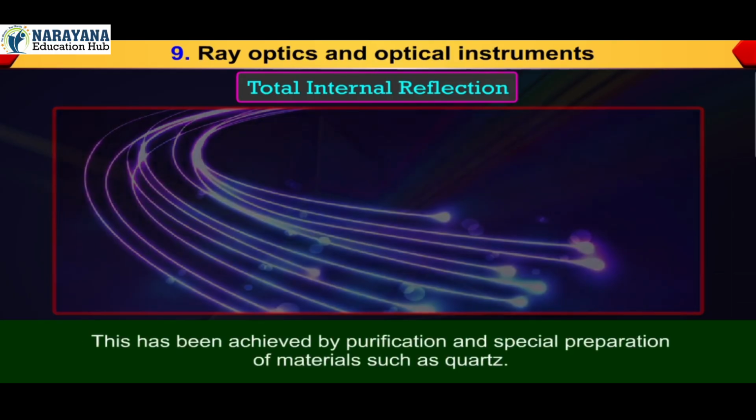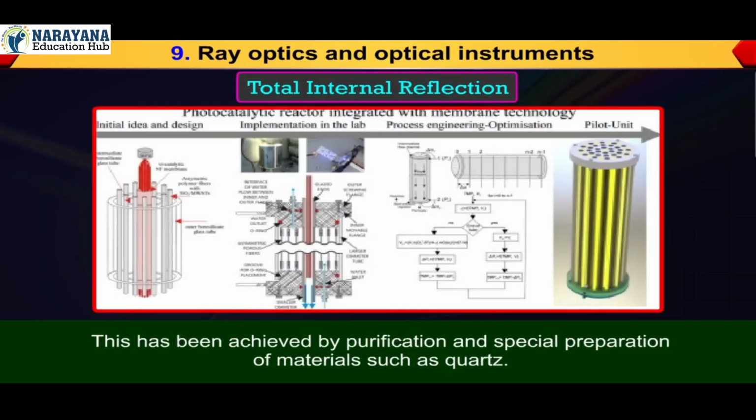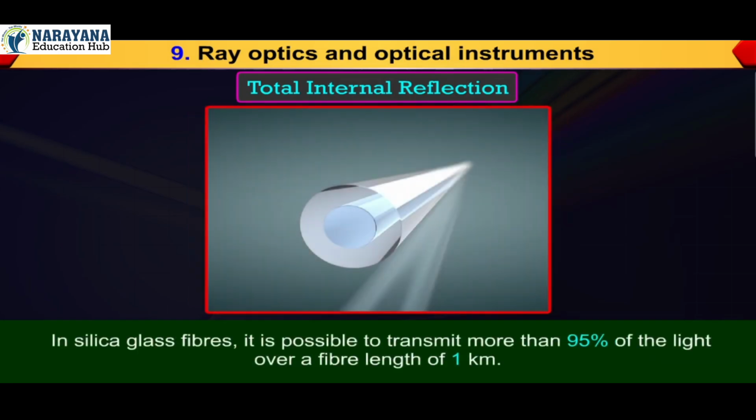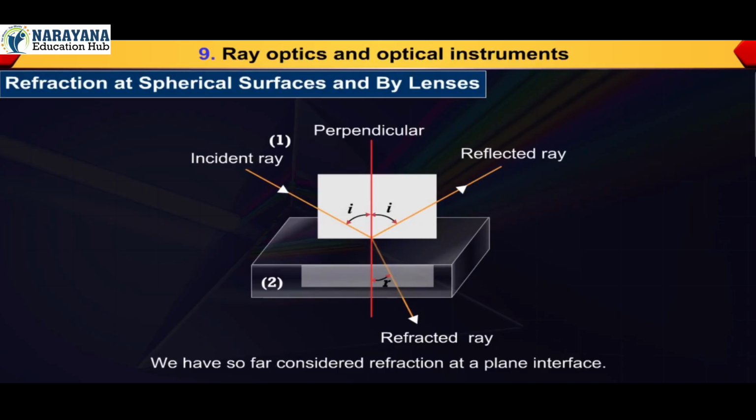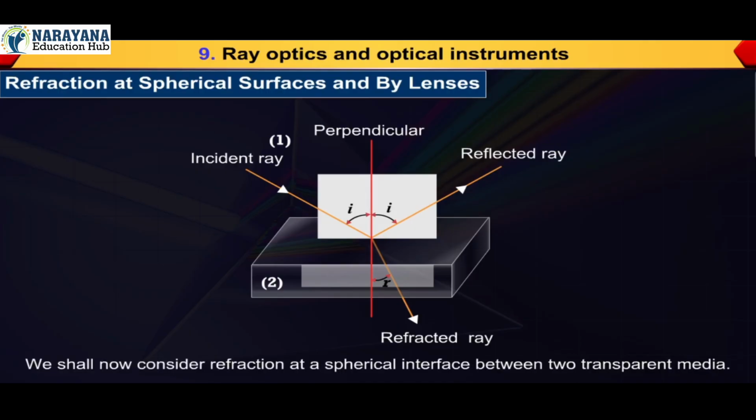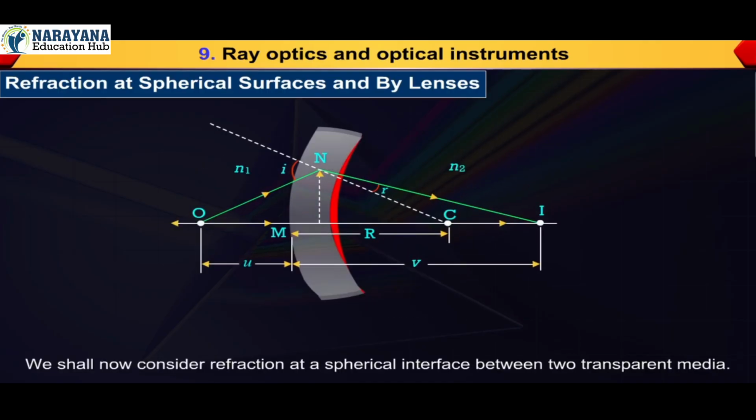This has been achieved by purification and special preparation of materials such as quartz. In silica glass fibers, it is possible to transmit more than 95% of the light over a fiber length of 1 kilometer. Refraction at spherical surfaces and by lenses. We have so far considered refraction at a plane interface. We shall now consider refraction at a spherical interface between two transparent media.